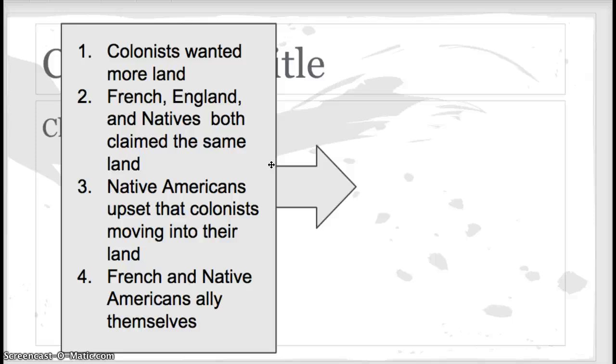So you need to pause, copy all of this down into that same shape on your cause and effect chart for French and Indian War. When you're done, you can restart.